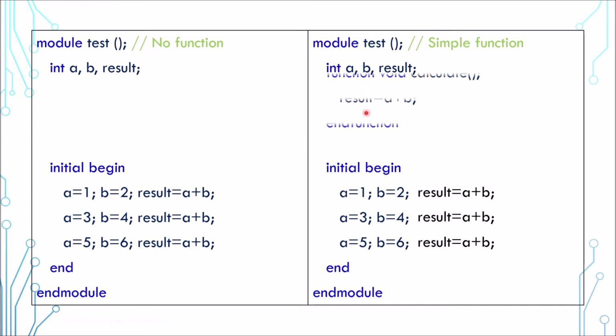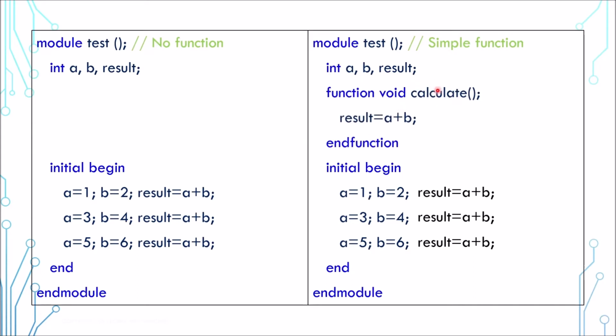This is how you create a simple function. This is the function name and this is the function execution. After that, you can replace the code here with function call.